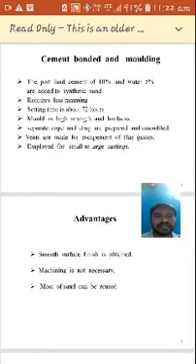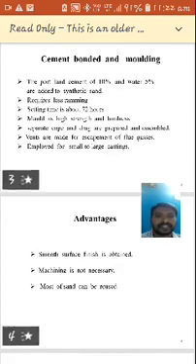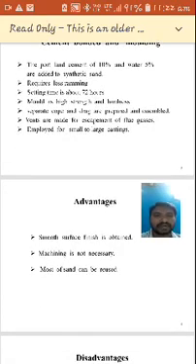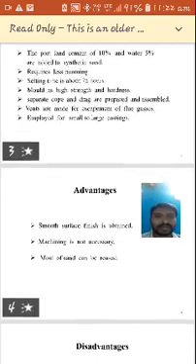The mold has high strength. Why? Because here we are using Portland cement. That is the reason why the strength of the mold is very high, and it also gives high hardness. A separate cope and drag are prepared and assembled.